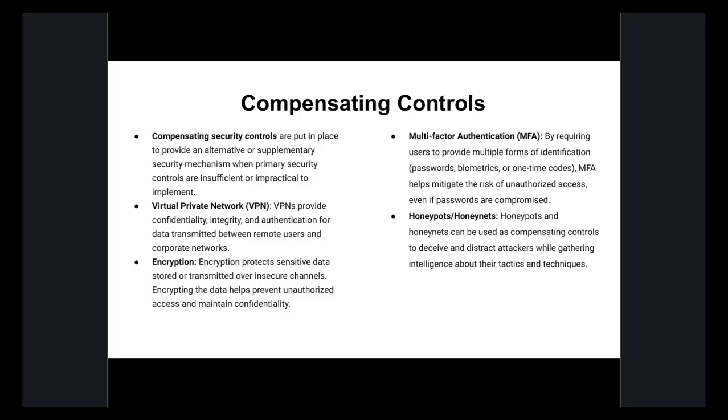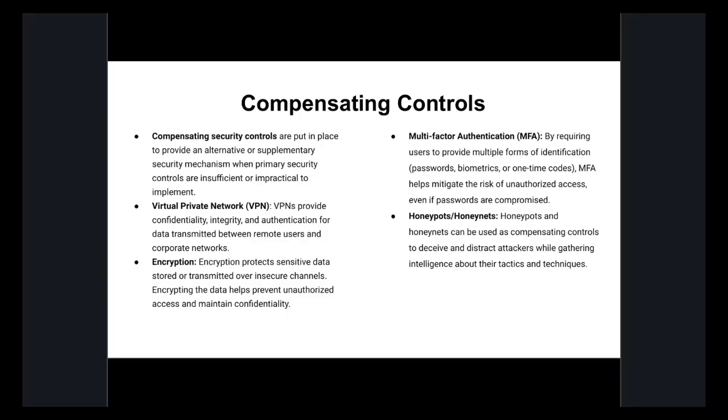Another compensating control type is VPN, Virtual Private Network. This is a technology we use for remote users to establish a secure encrypted tunnel to access our internal resources inside of our business. Compensating controls can also take the form of multi-factor authentication, or MFA.